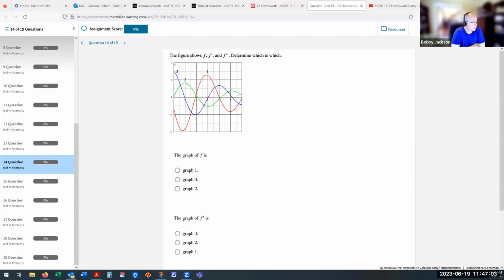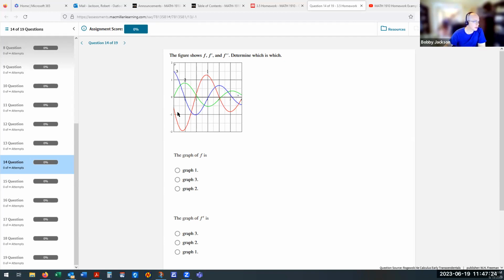Hey everyone, we're going to look at number 14 in section 3.5, and we're given a figure with three graphs. There's a blue one, a red one, and a green one. Hopefully, if you're colorblind, you're not going to have too much trouble with this. We're going to determine which is f, f prime, and f double prime.